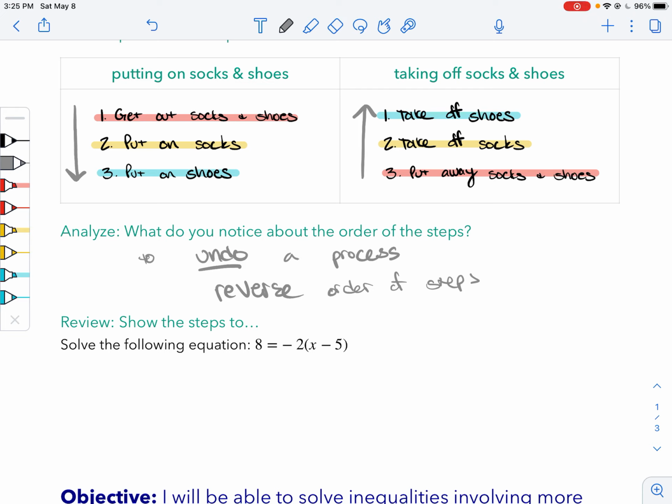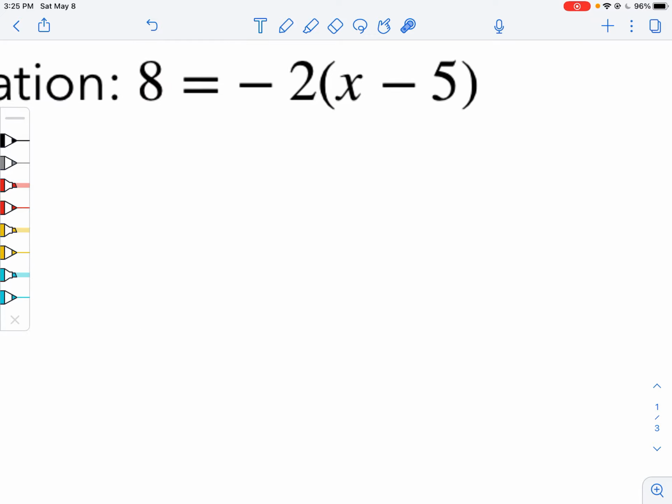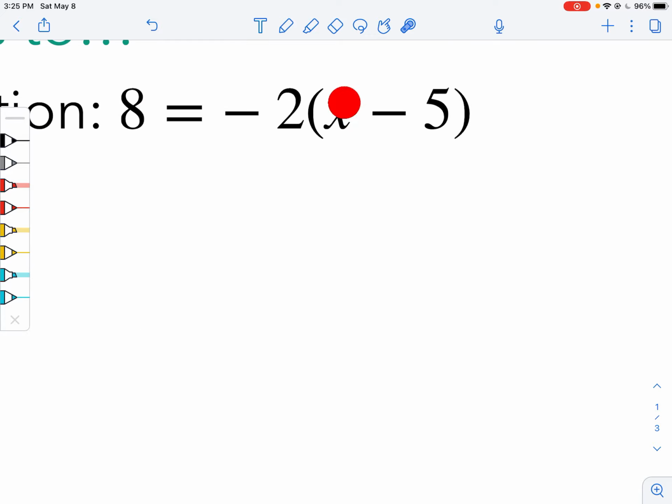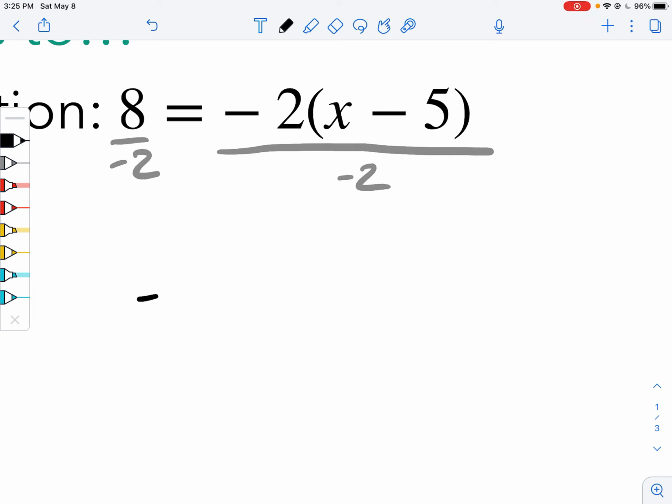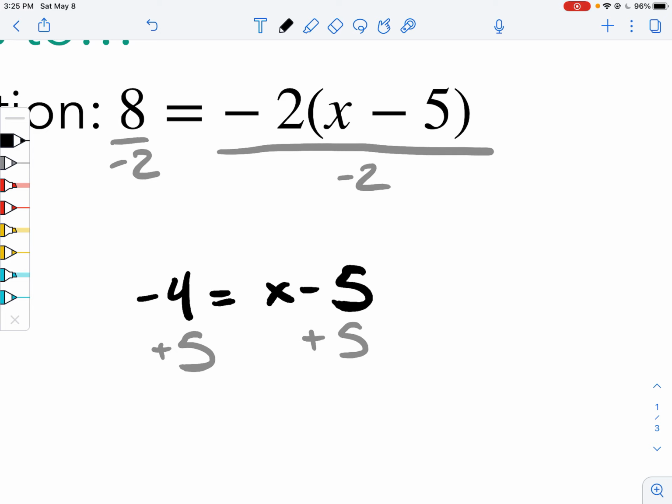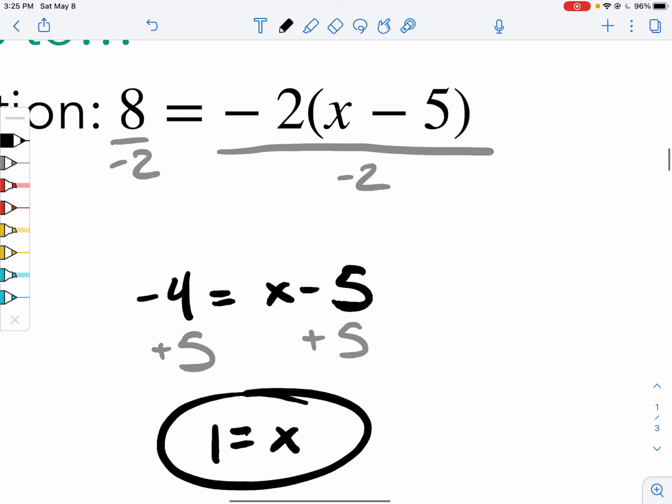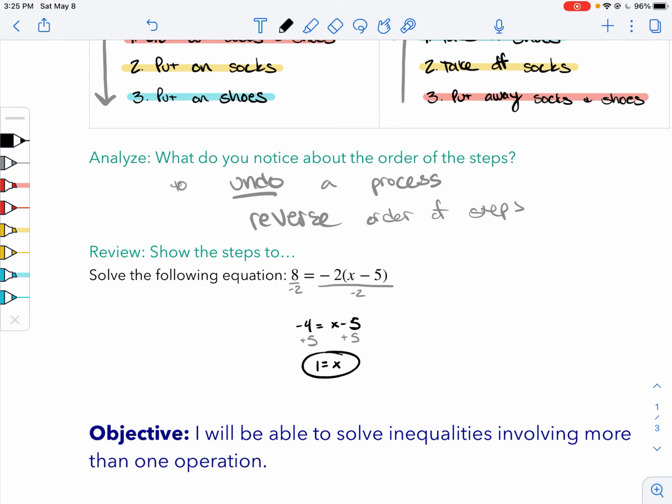Remember that when we're solving equations, we need to undo what's happening to the variable. So the first thing that's happening to the variable is we want to undo this minus 2, this multiply by negative 2. So we're going to divide by negative 2 on both sides, giving us negative 4 equals x minus 5. And now we can undo that negative 5 by adding 5 to both sides. So we get that 1 is equal to x. So that's a quick review.